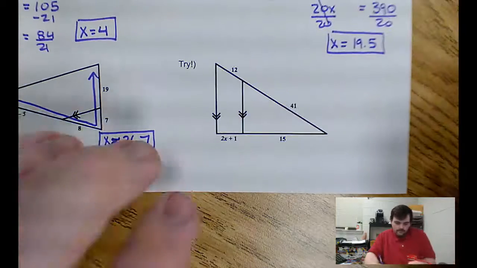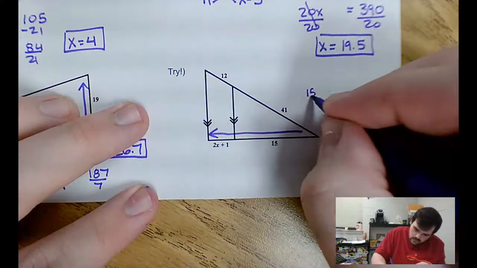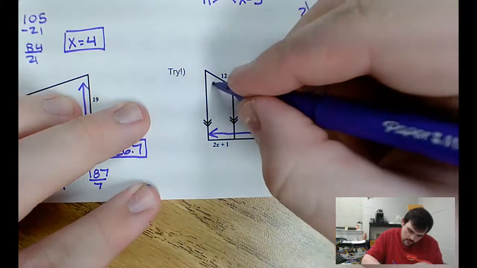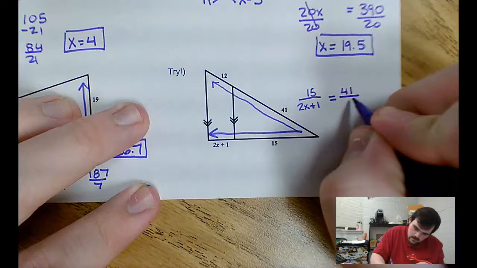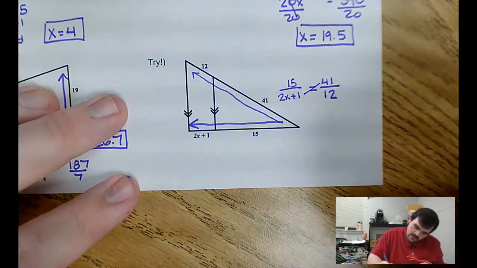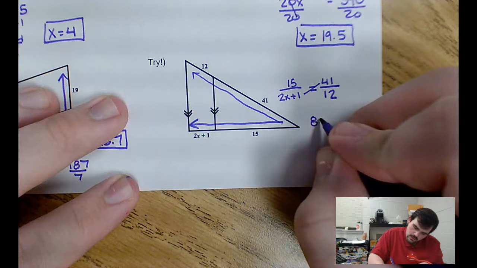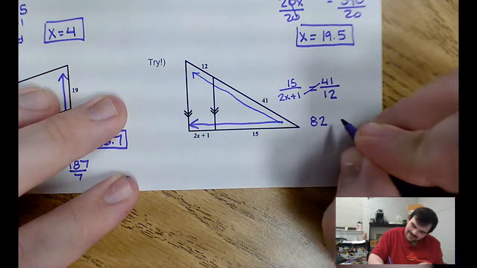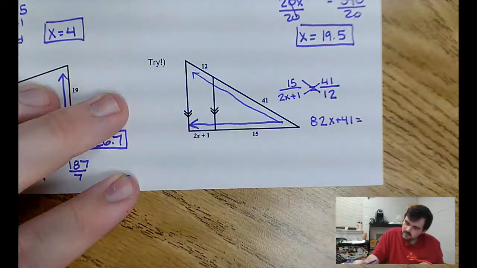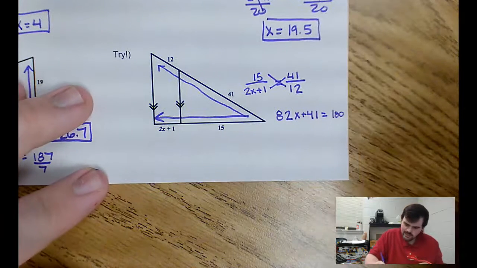Okay, last one. I've got 15 over 2x plus 1 equals 41 over 12. Okay, cross multiply. 41 times 2x plus 1. 41 times 2 is 82x plus 41 equals 15 times 12, which is 180. Well, we're going to get a weird decimal here, I bet.